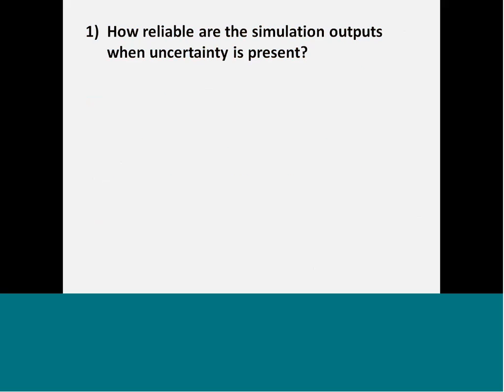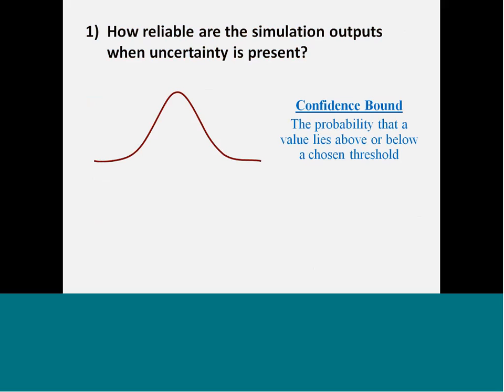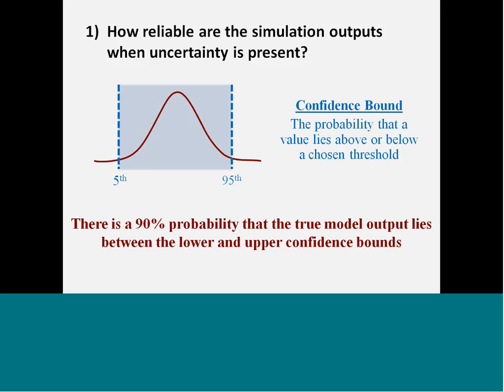And so with the first, we're going to be looking at this in terms of a confidence bound. And a confidence bound is simply the probability that a value lies above or below a chosen threshold. So for example, if we choose the 50th percentile threshold, we have a 50% chance of being above or below that bound. I think that's obvious. And when we put this into a bound, a confidence bound, we're now bounding those thresholds, and we would say that there's a 90% probability that the true model output lies between the lower confidence bound, let's say the 5th percentile, and the 95th percentile. So this would be a 90% confidence bound.